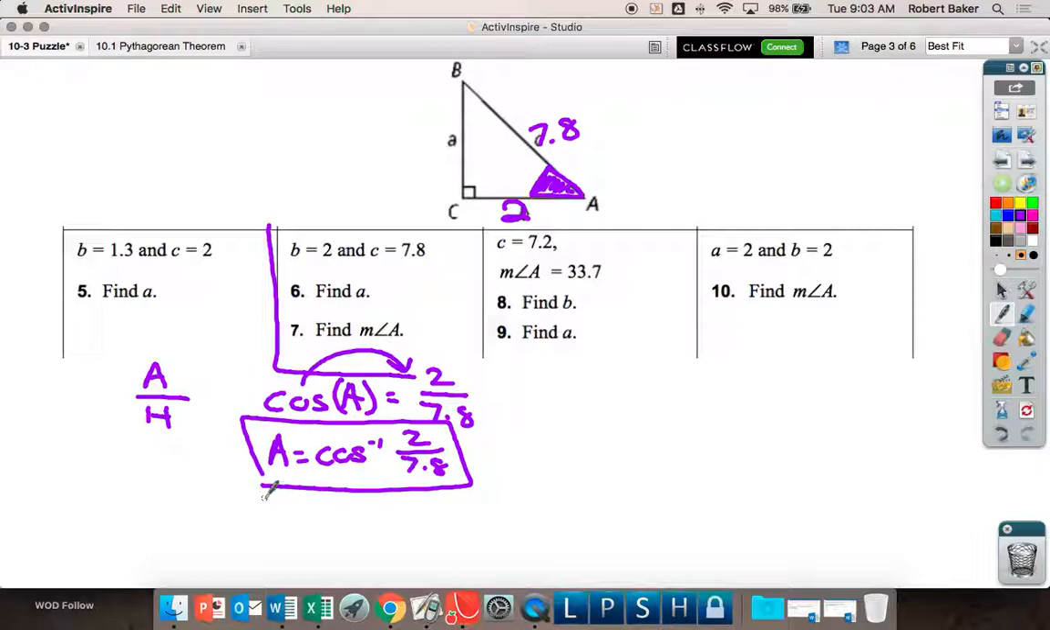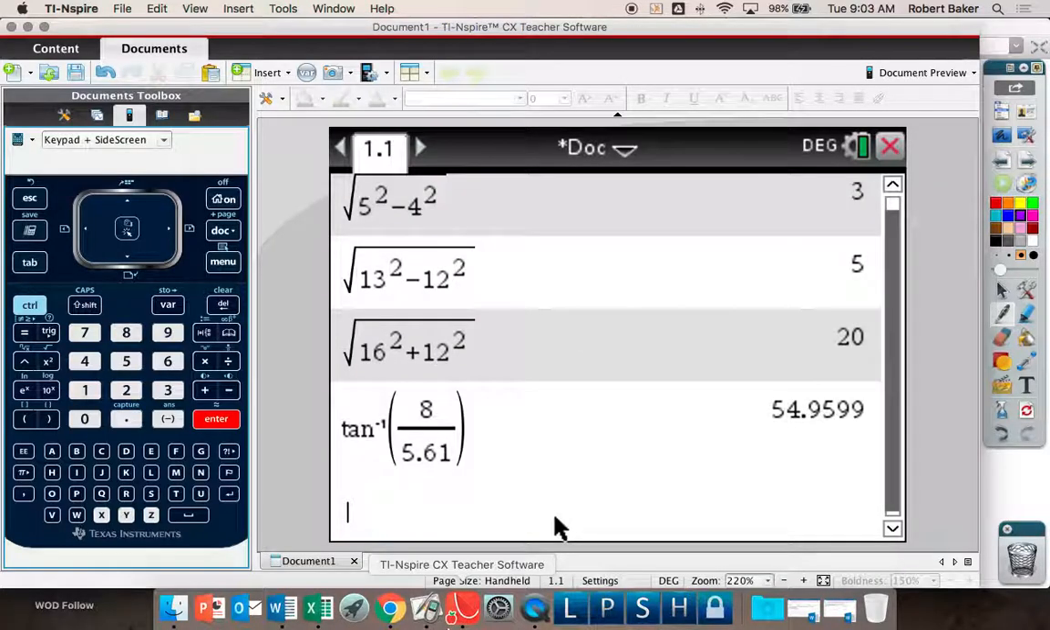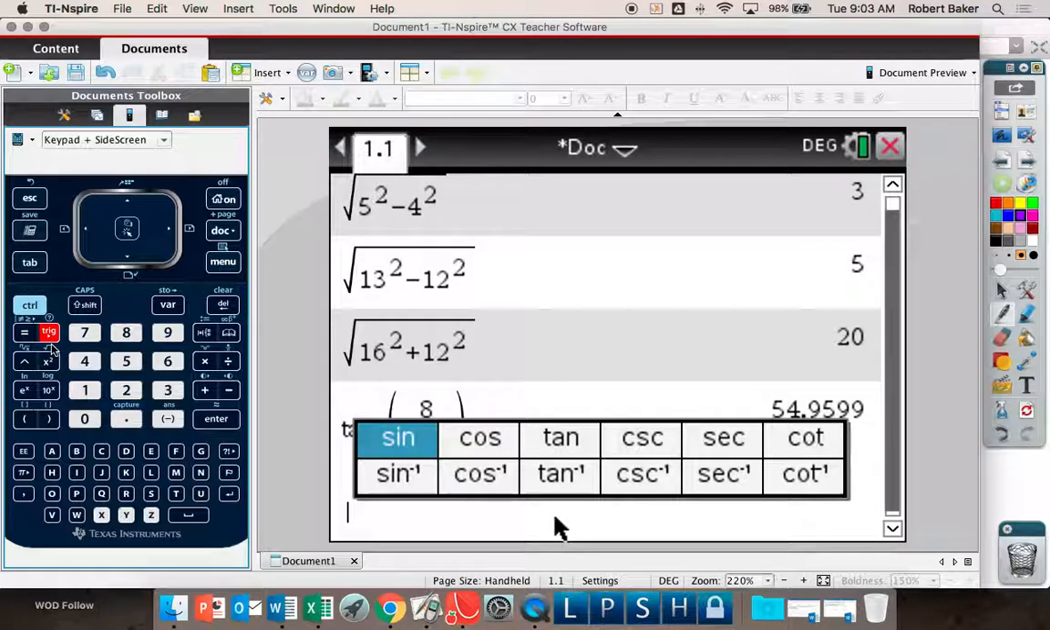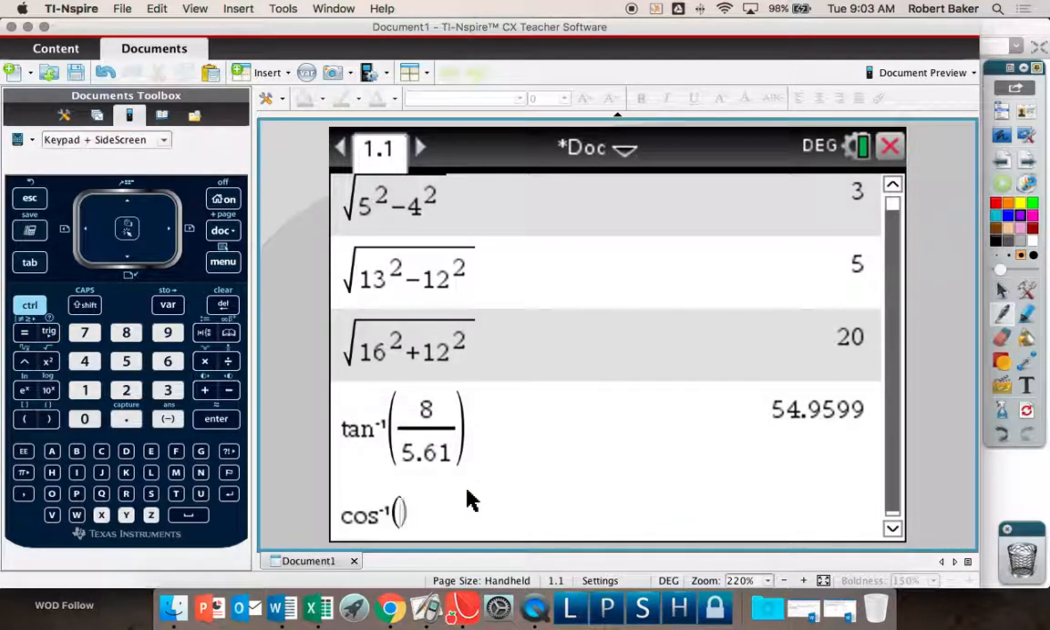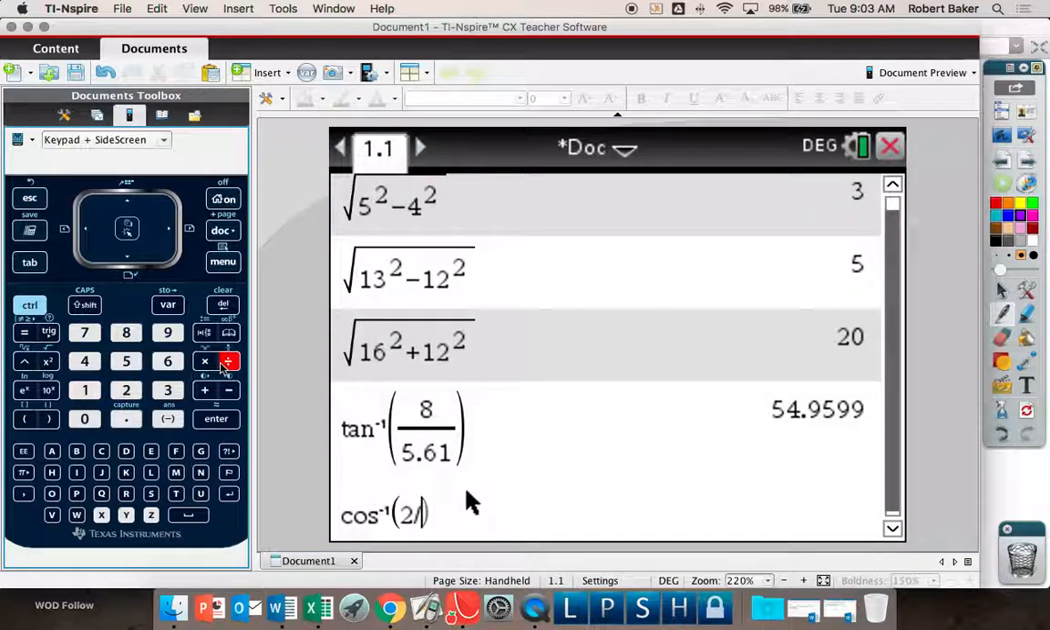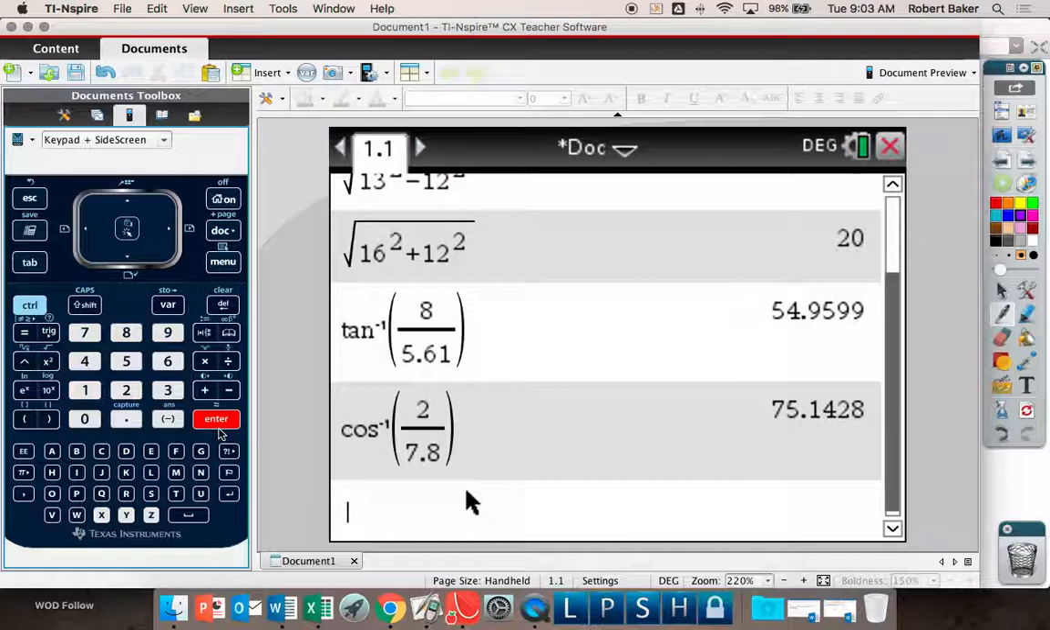That's what I'm typing in my calculator for it to return an answer. And it should be an angle measure. Trig, cosine negative 1, inverse cosine of 2 divided by 7.8. And that's rounded to the nearest tenth, 75.1 degrees.